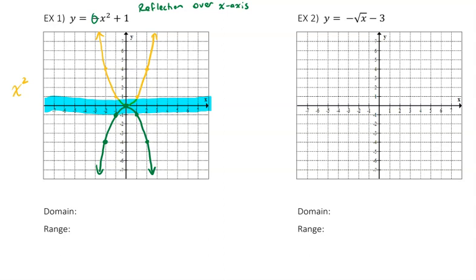All right, now here's the thing. We are not actually done yet. Because remember, we still have this +1, right? That means we need to go up 1. So every point that we just got, we're going to move those up 1. And then we're going to redraw our U. So the blue one is the final.